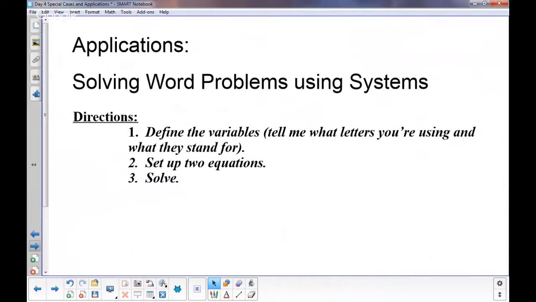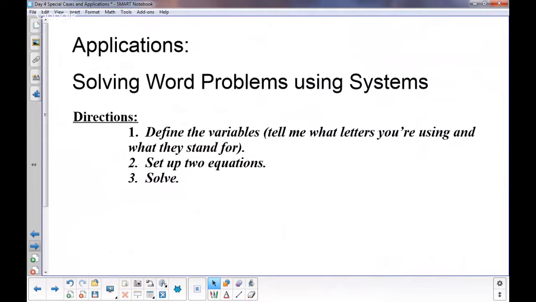Define the variables. So when we solve word problems, one, you want to define your variables, tell what letters you're using and what they stand for. So if you're going to use x and y, say x is equal to this amount, y is equal to this, whatever our unknowns are. You don't have to use x and y. You can always use whatever letter corresponds. So if we're doing things like hot dogs and pizza, you can use H and P. Very easy to understand. H is for hot dogs, P is for pizza.